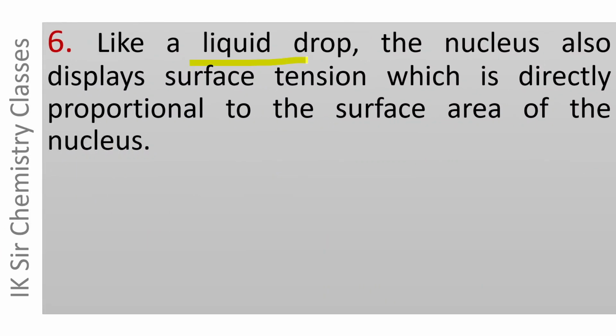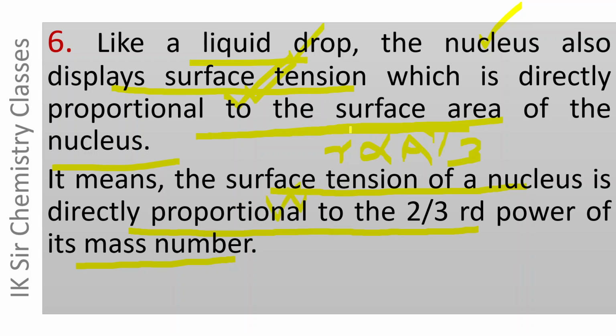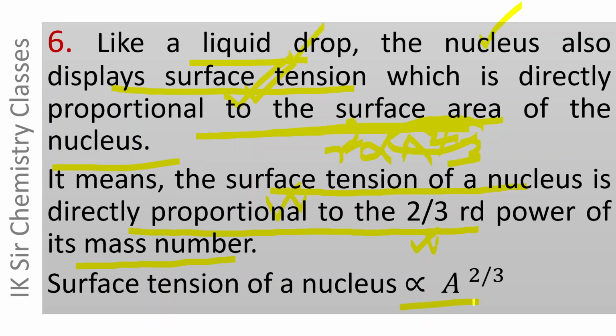Like a liquid drop, the nucleus also displays surface tension, which is directly proportional to the surface area of the nucleus. The liquid drop and the nucleus both display surface tension, and this surface tension is directly proportional to the surface area. It means the surface tension of a nucleus is directly proportional to 2 by 3rd power of the mass number. Radius is proportional to 1 by 3 power of mass number, and the surface tension is directly proportional to r square, and therefore the surface tension will be directly proportional to 2 by 3 power of the mass number. Surface tension of a nucleus is directly proportional to 2 by 3 power of the mass number.